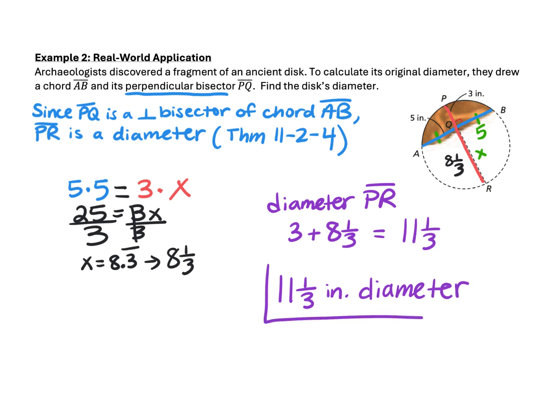And this is a cool application of the chord-chord product theorem that is actually used out in the real world. On your CYU, you're going to use the chord-chord product theorem to find the diameter of the opening of an ancient volcano that's near the island of Maui.